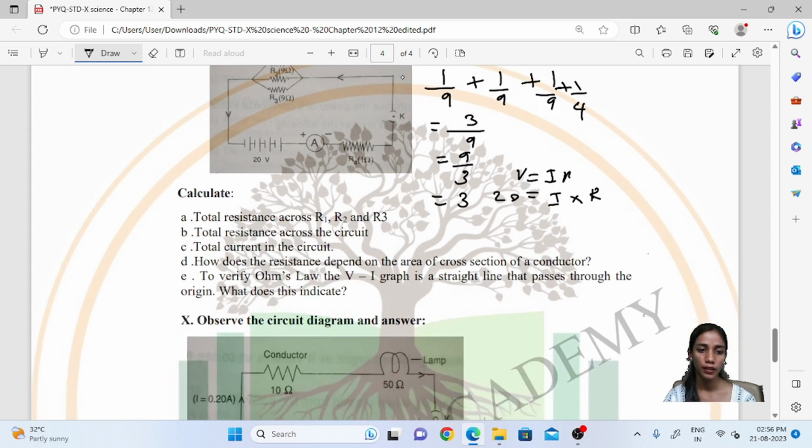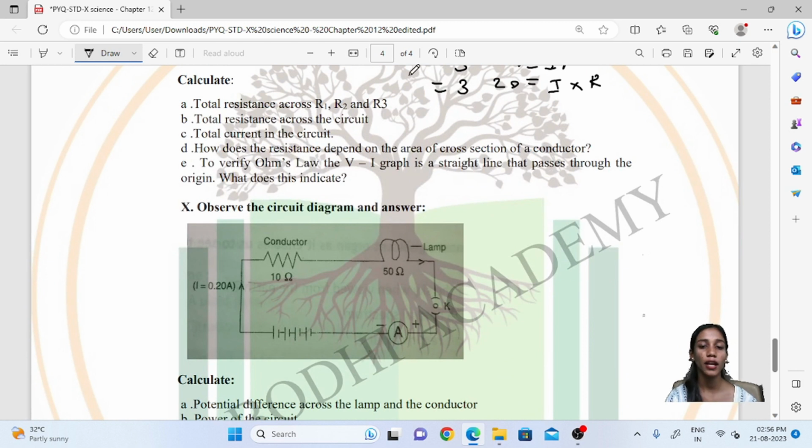Total current. Now how does resistance depend on the area of the cross section of the conductor? We have already studied, the resistance is inversely proportional to the area of the conductor. To verify Ohm's law, the VI graph is a straight line that passes through the origin. What does this indicate? This indicates that as the potential difference increases, the current also increases. Means the potential difference across the circuit is directly proportional to the current.